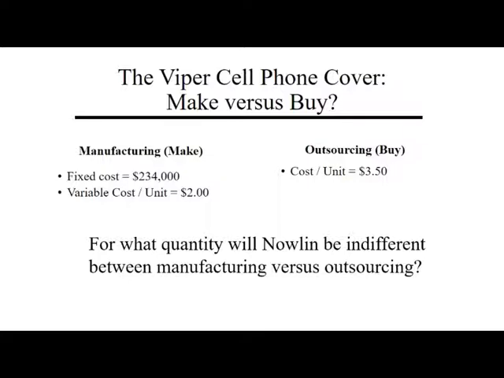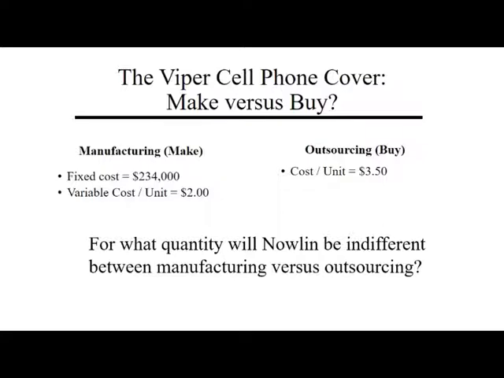Why is this a relevant question? Well, if you look at the cost for small quantities, it should be obvious that it's cheaper to outsource. In other words, think if we only need one unit, if you don't have to incur the $234,000 fixed charge, you'd pay the $3.50 obviously and outsource. For very high volume quantities of Viper, it might make more sense to manufacture, because every Viper you make is $1.50 cheaper as long as you make up the fixed cost and savings.